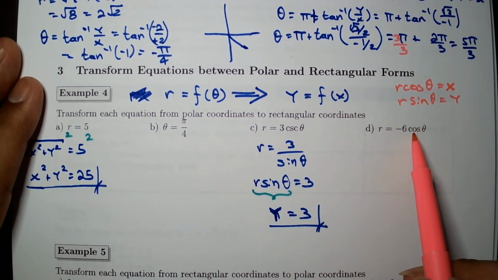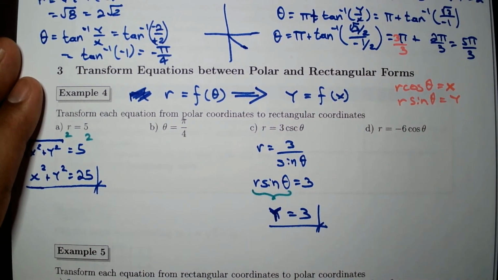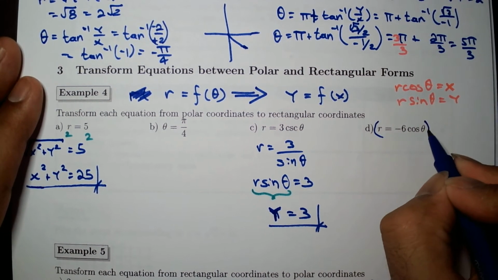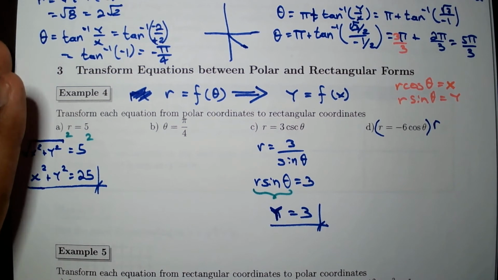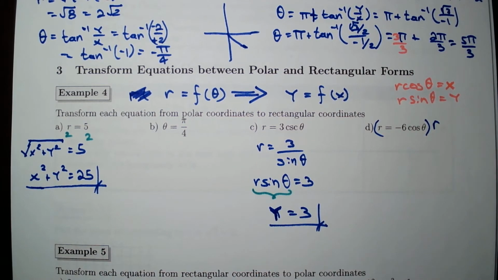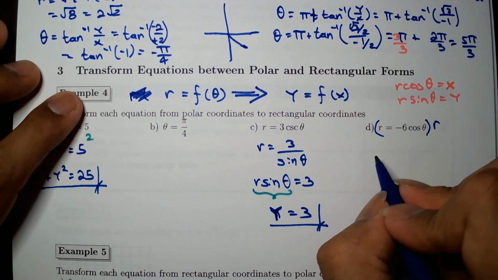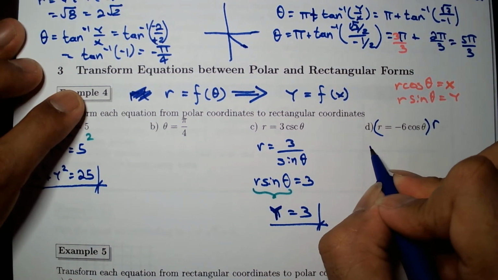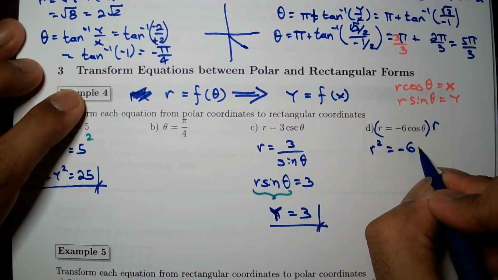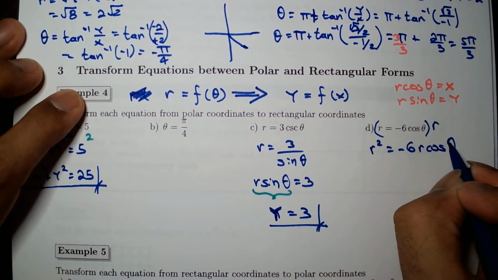In this case, we have the cosine only. We don't have the r. Can we multiply both sides by r? Of course, we can do that. And yes, in this case, we can multiply by r even though it could potentially be 0. But it's not 0 because we're talking about a radius, and the radius cannot be 0. So that's going to become r squared equals negative 6 r cosine theta.